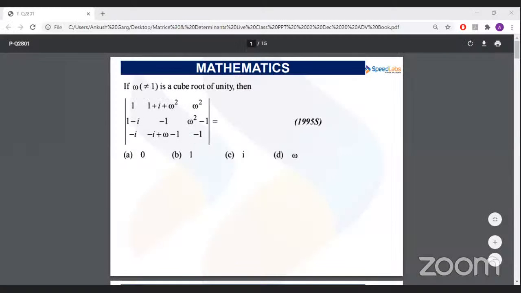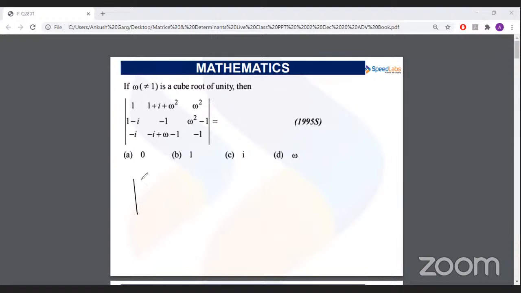So this is your first question. If omega is a cube root of unity, then what will be the value of this particular determinant we have to find. Okay, so see how you can find it quickly. The values are 1, minus i, omega square; omega square, 1, minus 1; minus i, minus 1, omega, minus 1 and minus 1.